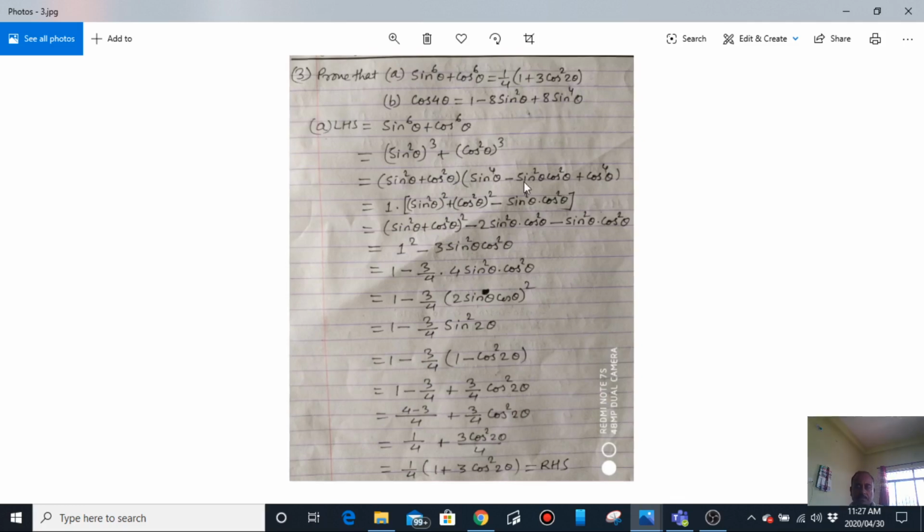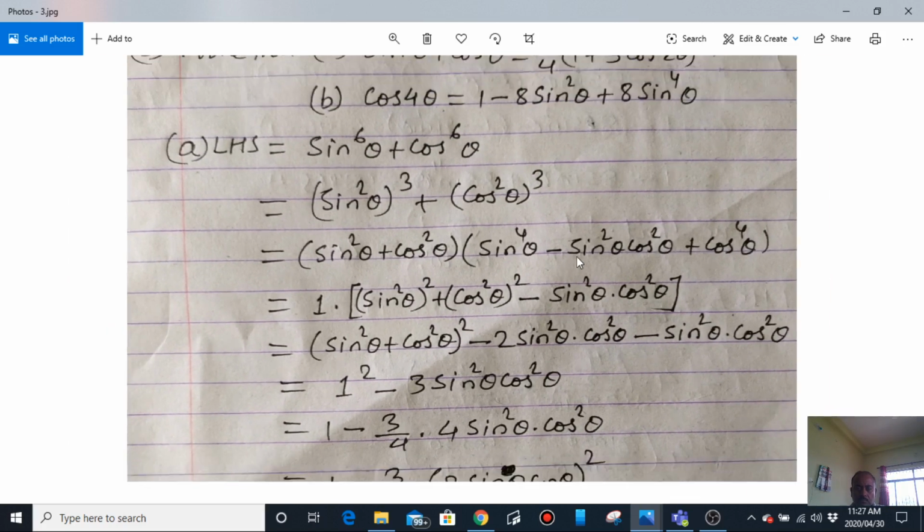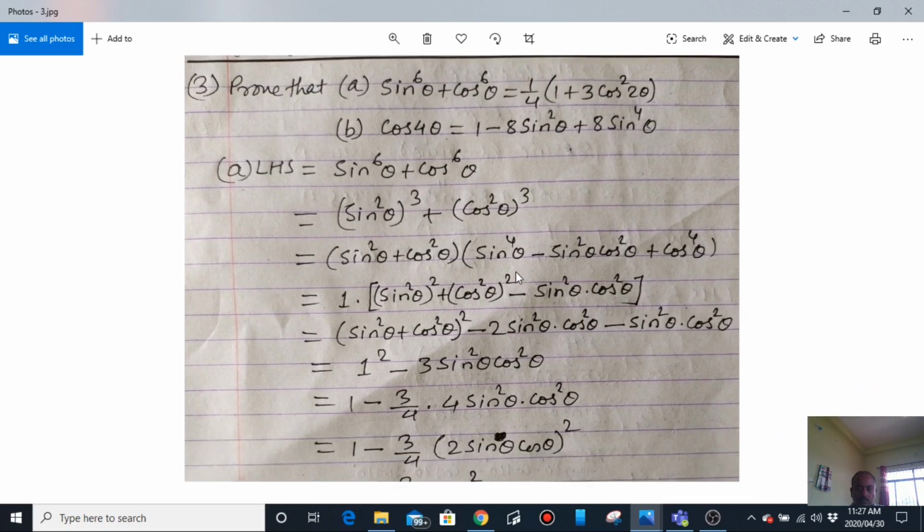Now next question. Third, these are typical questions. These are very popular, which can be asked in examinations. First one. So let us start with first one.